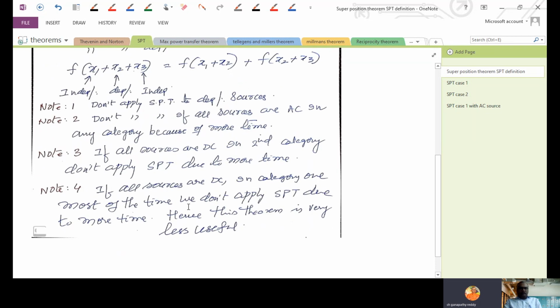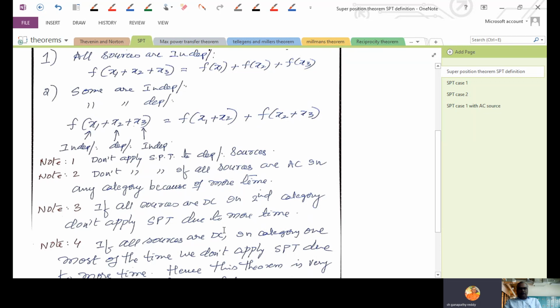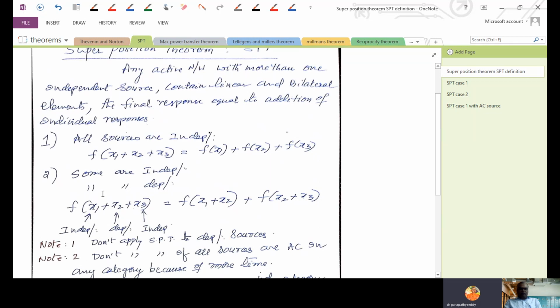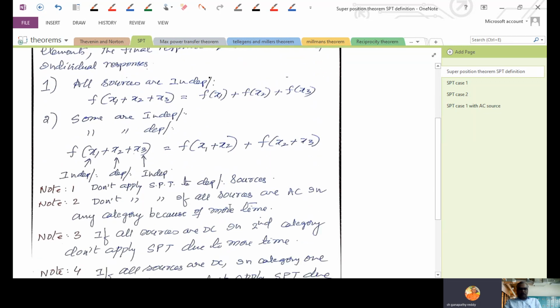Similarly, if all sources are DC in category 1, most of the time we don't apply superposition theorem due to more time. Hence, this theorem is very less useful. From a GATE point of view, IAS point of view, any competitive examination point of view, this theorem is not much useful. But from a BTech point of view, they will ask these problems. So category 1, category 2, accordingly you follow.